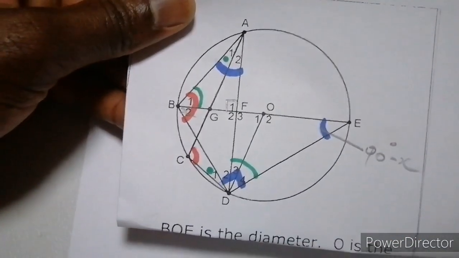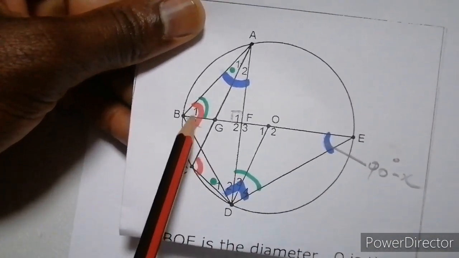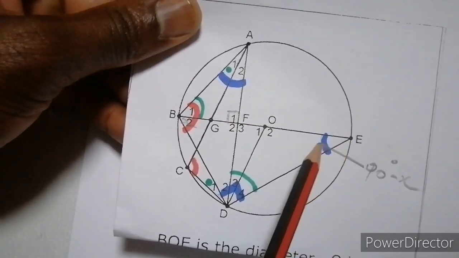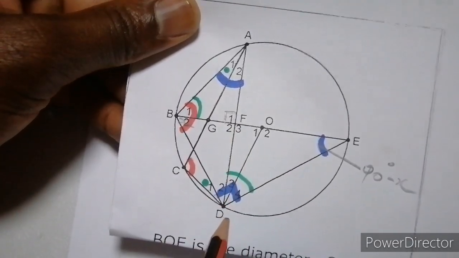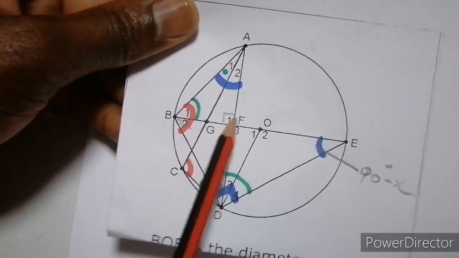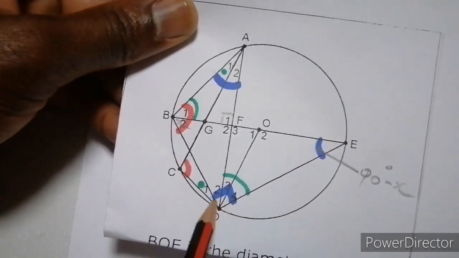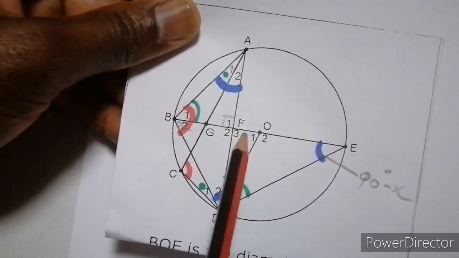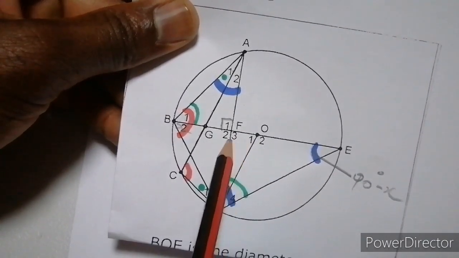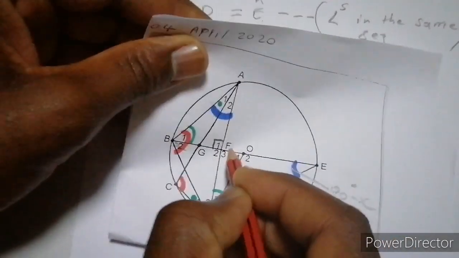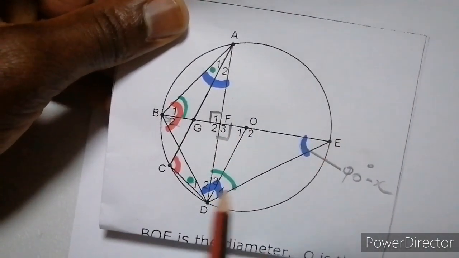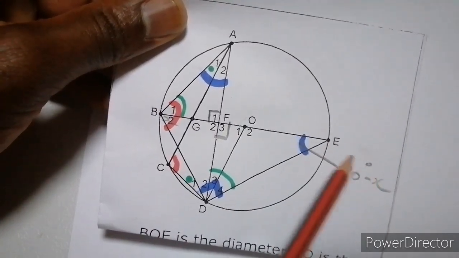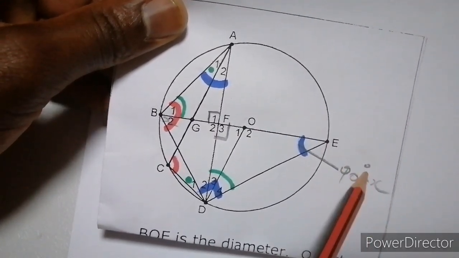Right. Now, someone can use another approach. I'm not going to write everything. Remember, this is X. This is 90 minus X. And then someone can use triangle DFE. Remember, F3 is 90. Now, if F3 is 90, this whole triangle helps us to determine 90 minus X.